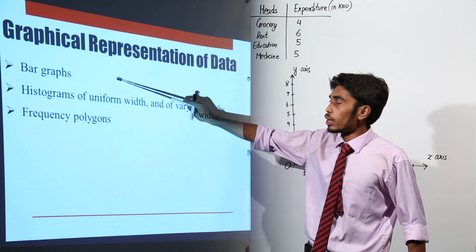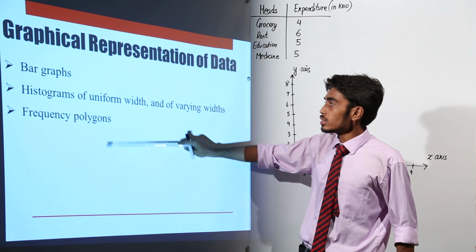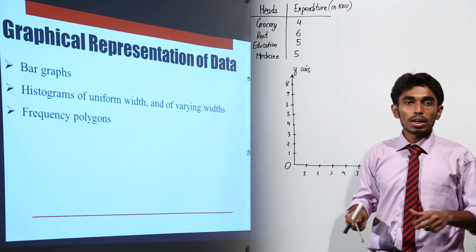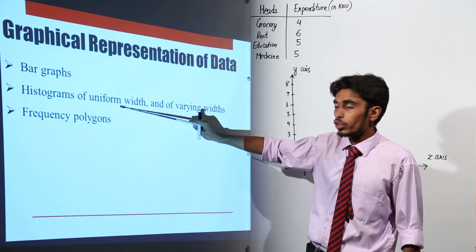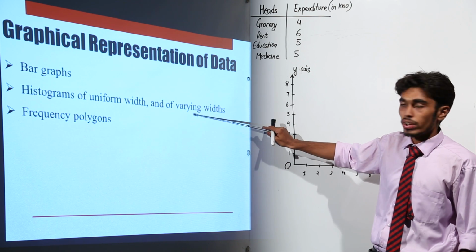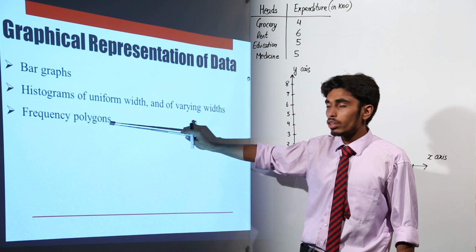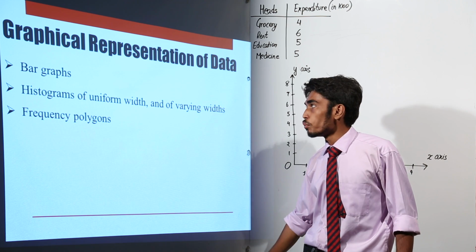The first one is by drawing a bar graph. The second one is the histogram. Further, in histogram there are two categories. One is histogram of uniform width. The second one is of varying width, right? The third one is the frequency polygon. We'll be starting with the bar graph.